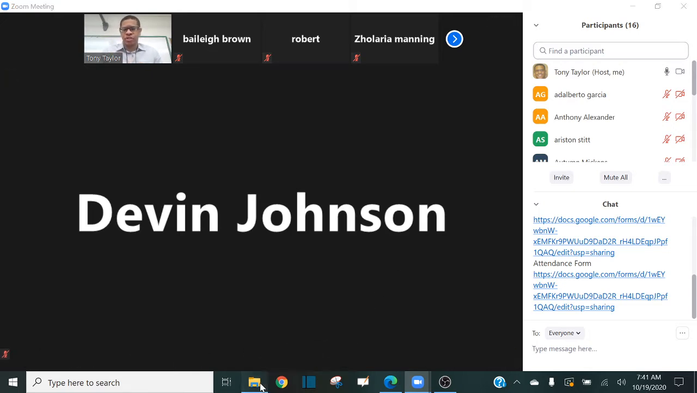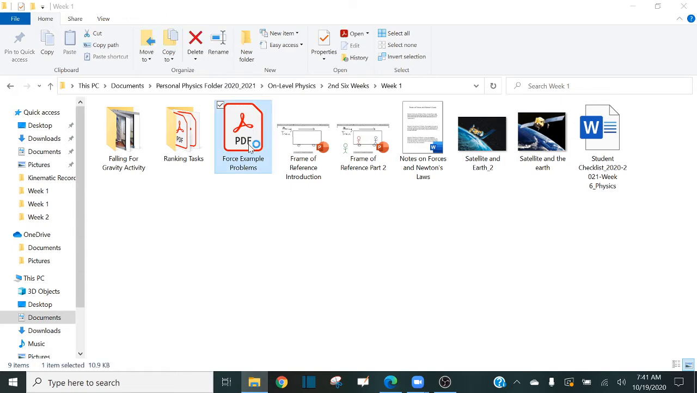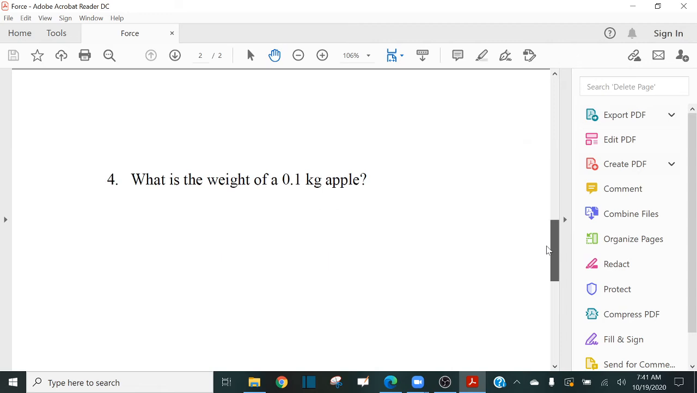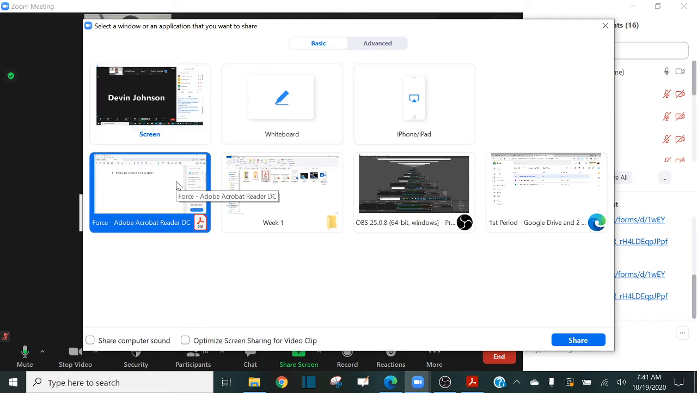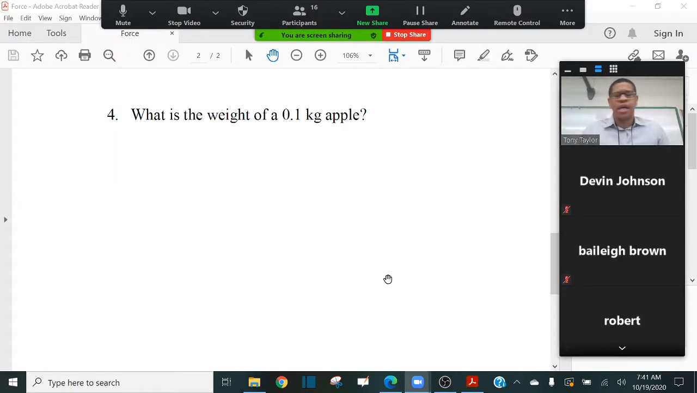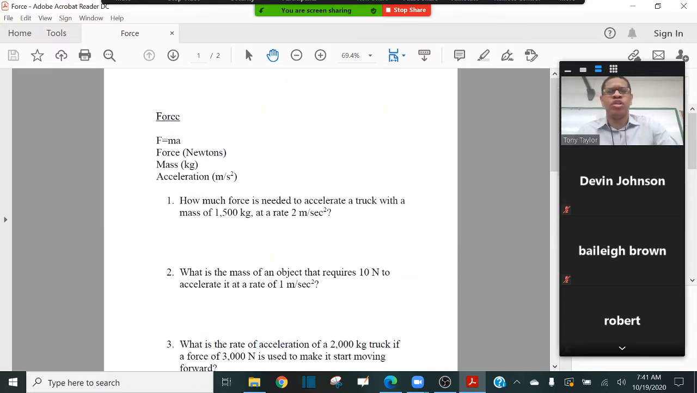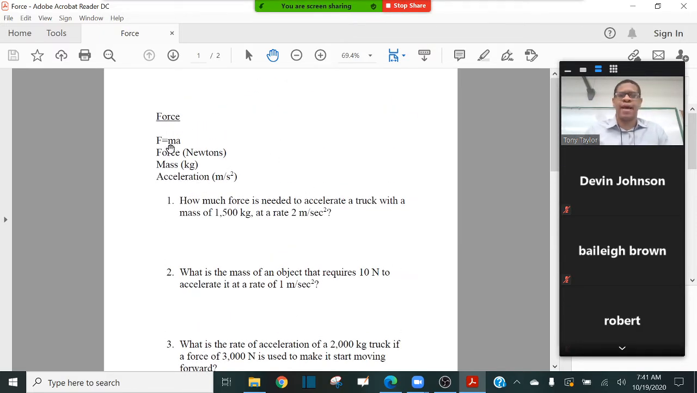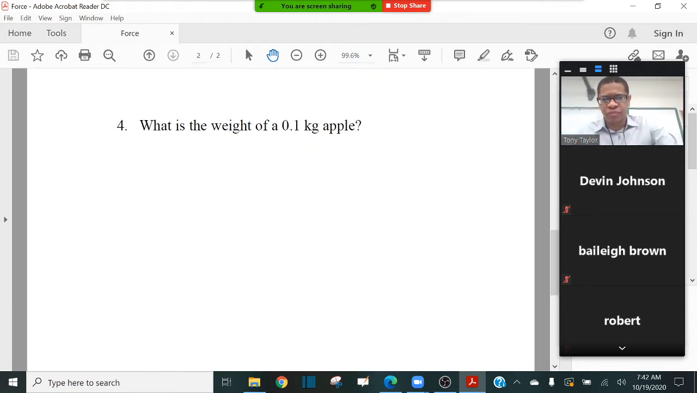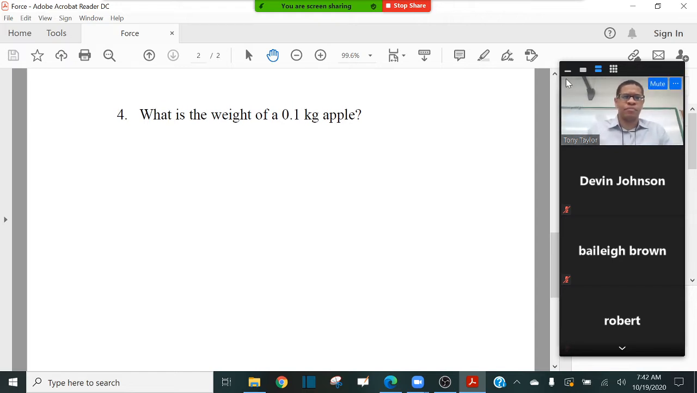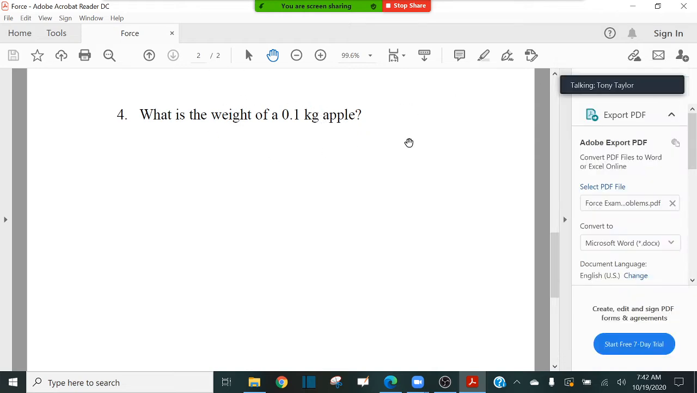Now, let me go ahead and share my screen briefly, because there's something that I want to go over that we talked about last week that will be important for our topic today. If you guys remember, last week we used Newton's second law, force equals mass times acceleration, to work out these various problems here. I want to refresh your memory of number 4, because we're going to be talking a little bit about weight today, and whenever we do these problems they involve our normal force.